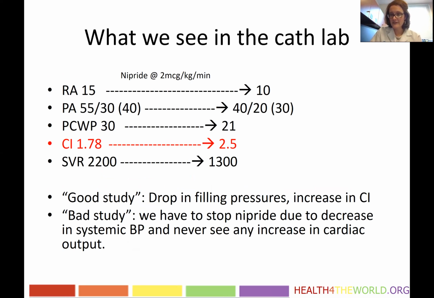And we see almost immediately in patients who are responsive to vasodilators, and not all will be, a decrease in their filling pressures, which in turn helps to increase their cardiac output without ever starting an inotrope medicine. So simply with vasodilatation and reduction in SVR and reduction in filling pressures, we can see an improvement in cardiac output. So this would be what my colleagues and I would call a good study. A bad study would be somebody in whom their systemic blood pressure would be too low to tolerate this afterload reduction with vasodilators.